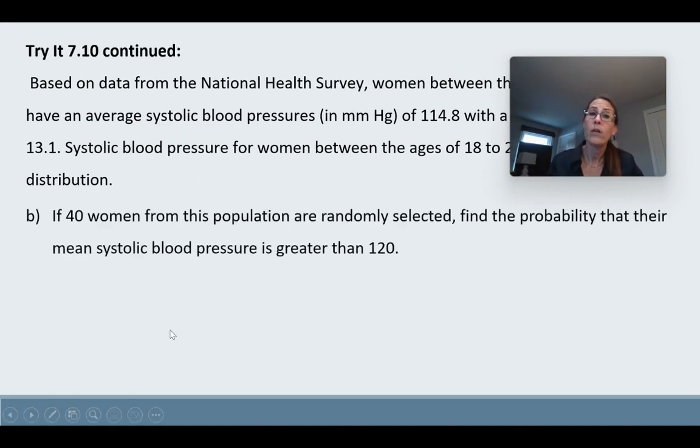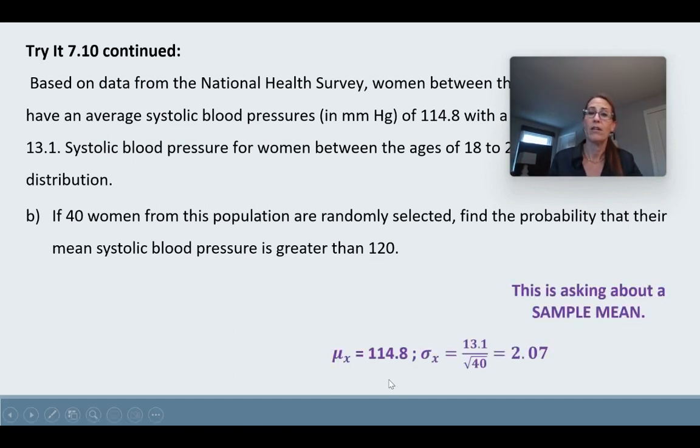Same thing, but if 40 women from this population are randomly selected, find the probability that their mean systolic blood pressure is greater than 120. So now we're talking about a sample and we're talking about a mean. So it's the sample means. So we're going to use the sample mean central limit theorem protocol.